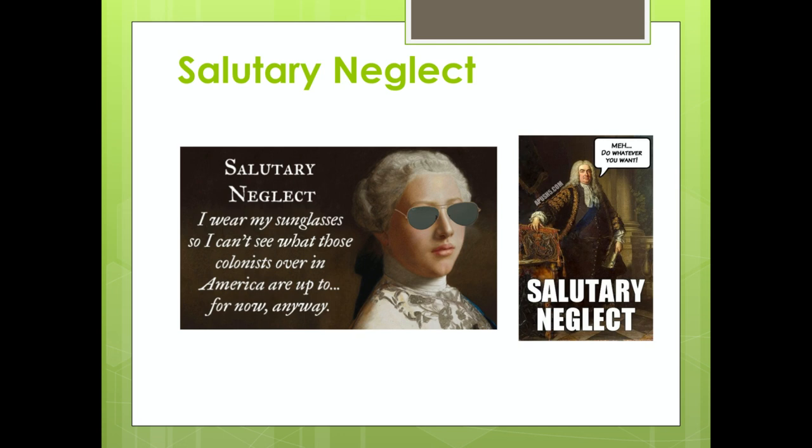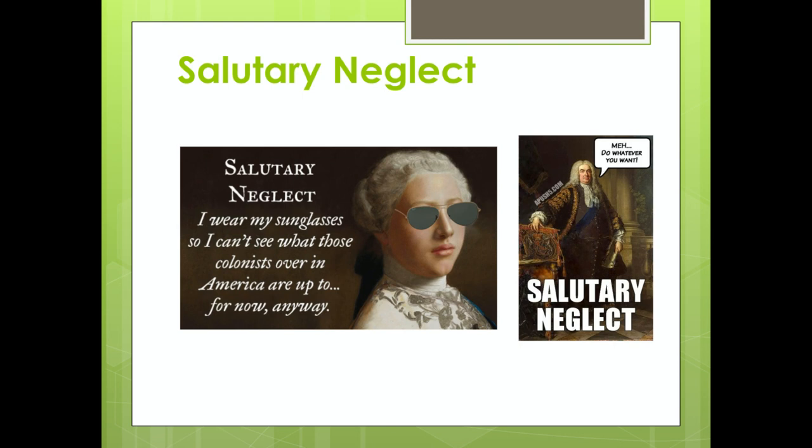So, one term that you've heard me mention earlier is something called salutary neglect. Salutary neglect was a policy where the colonies were left alone to govern themselves. And Britain was not collecting any taxes. And this was mainly in the 1600s during that Civil War. By the mid 1700s, though, we're going to talk about an event in a minute, the French and Indian War, that's going to change this idea of salutary neglect.